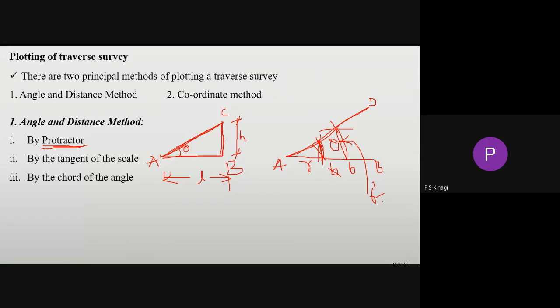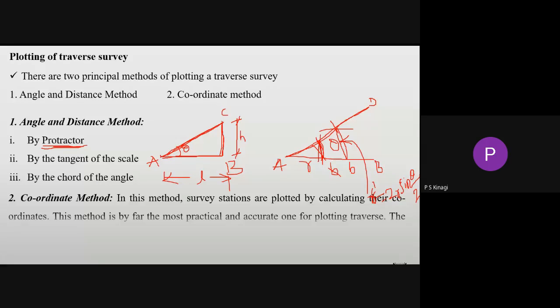You can calculate by using one formula, that is 2R sine theta by 2. Okay, so we can easily calculate the length of this one, that is small r dash is equal to 2R sine theta by 2. Okay, these are the three methods of the angle and distance methods.